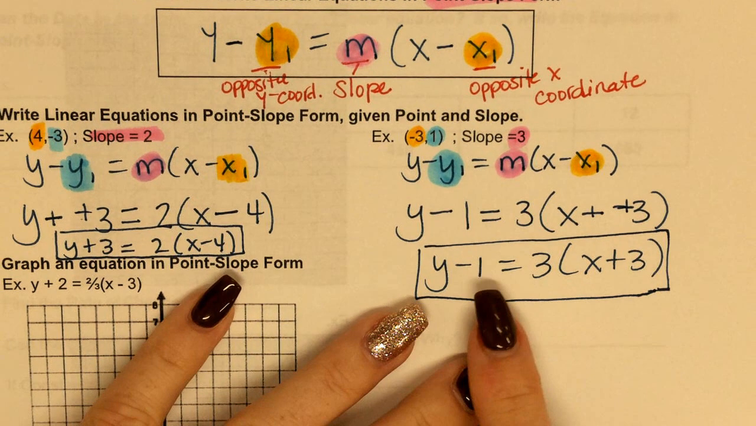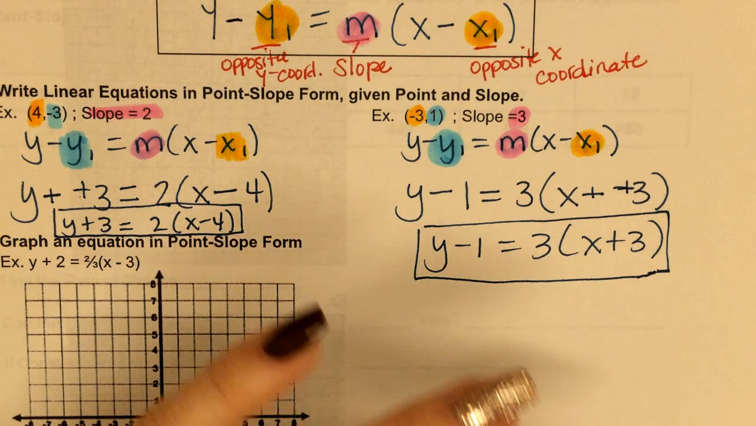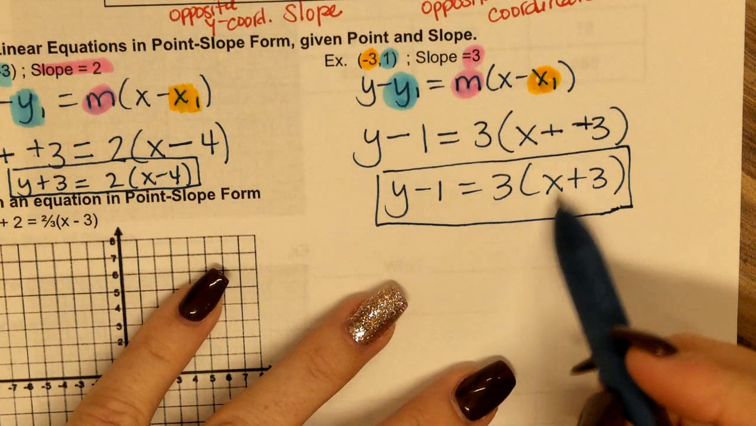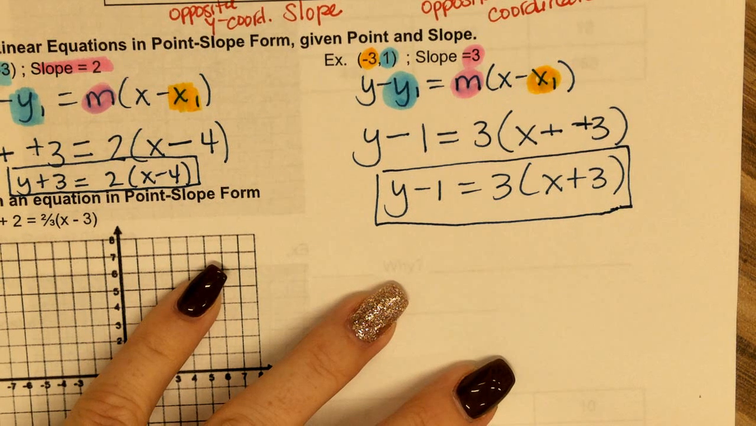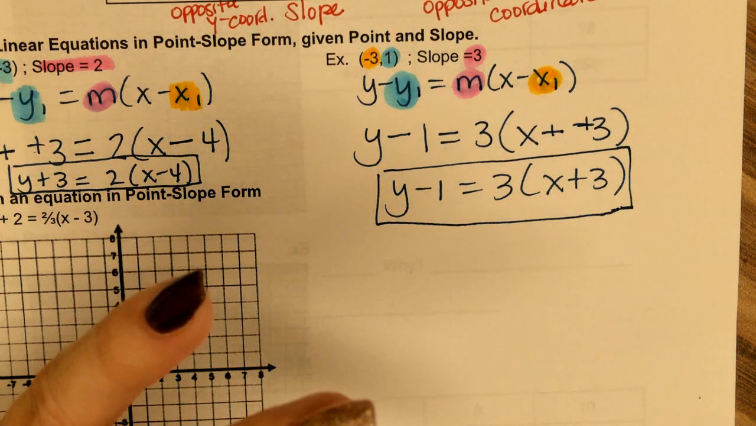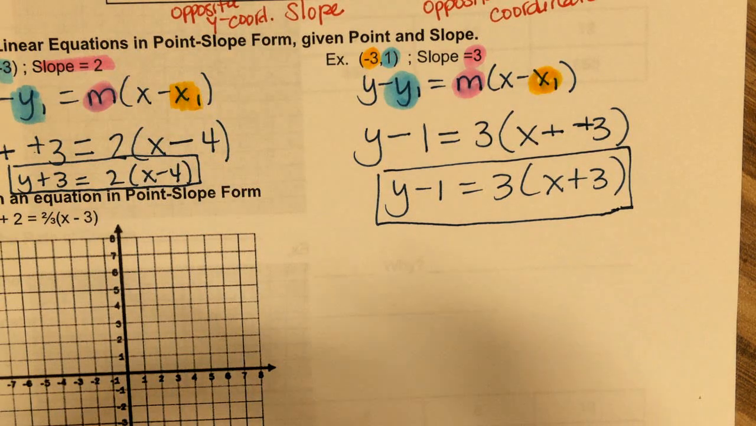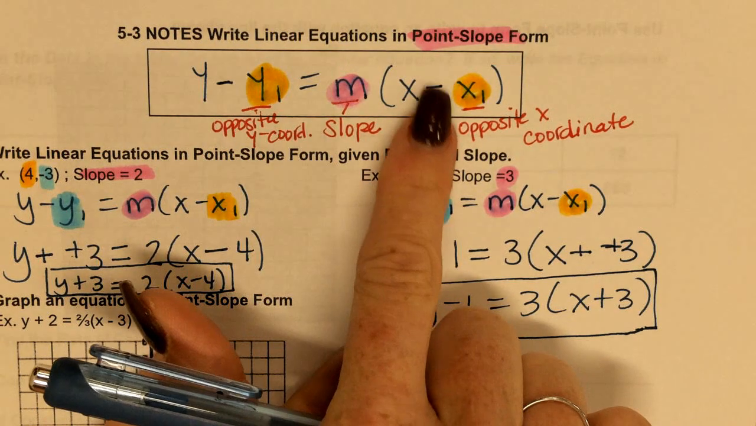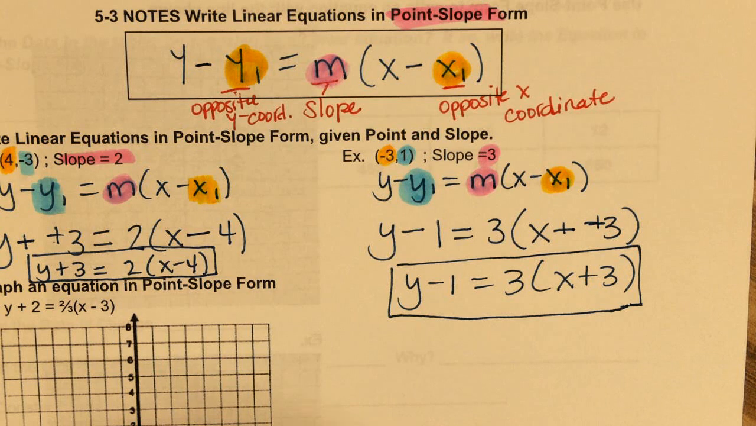Now, could you rearrange this to slope intercept form? Absolutely. You could go distribute and then get rid of the minus 1. Yes? But we're not doing that today. We are writing an equation in point slope form, which has parentheses. Question? Is it okay if I put plus negatives on or no? Yeah, it's the same thing.